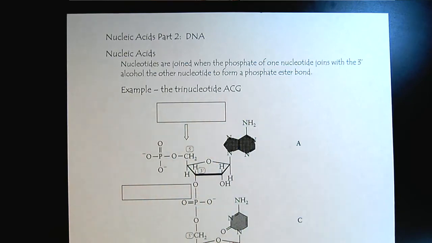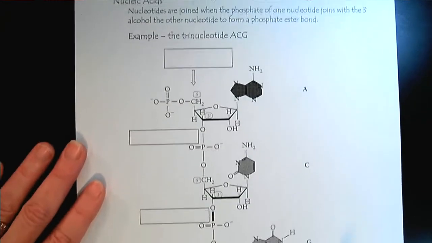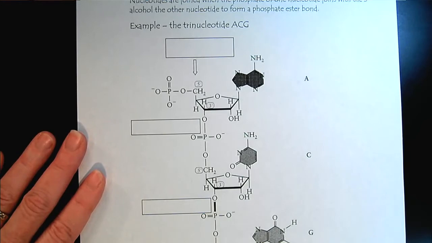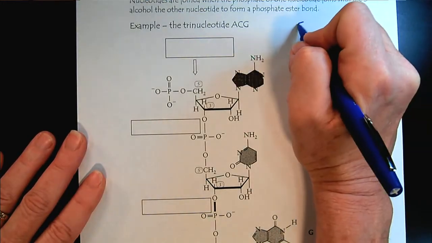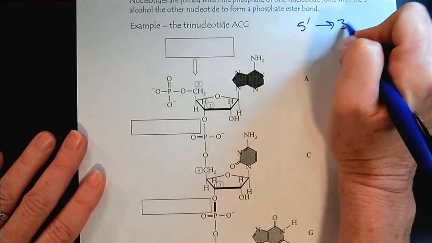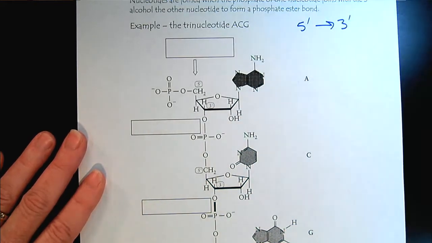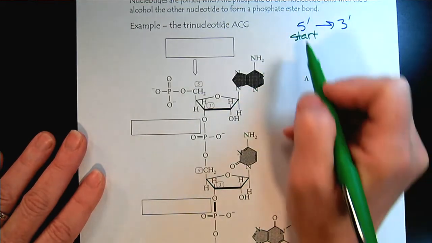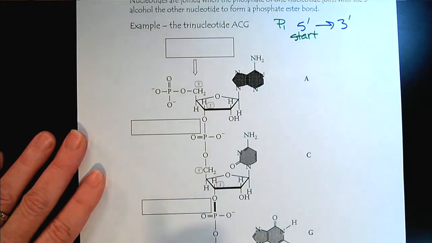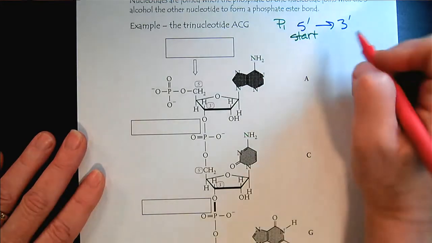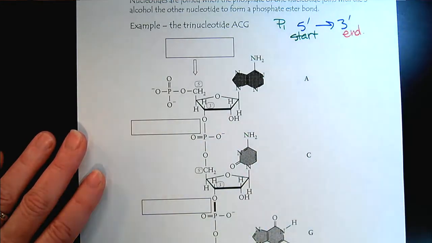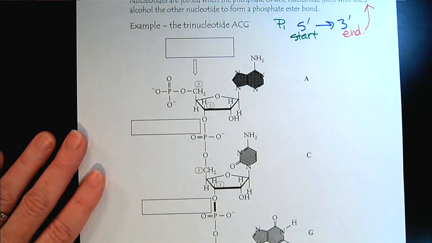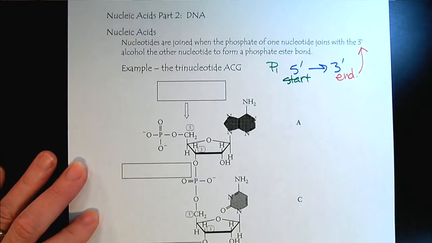So the first thing to note is that we read them from the top down. And so this is described as the 5' to the 3'. So we start at the 5', and remember that that was where the phosphate group attached. And then we will end at the 3', and that's where the links occur between one nucleotide and the other, right?